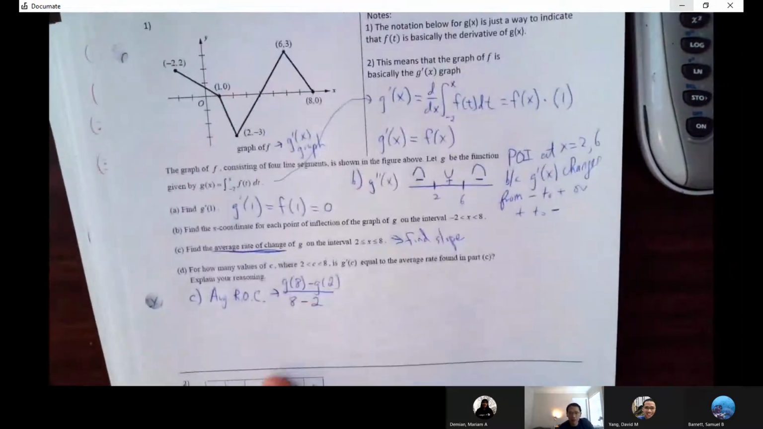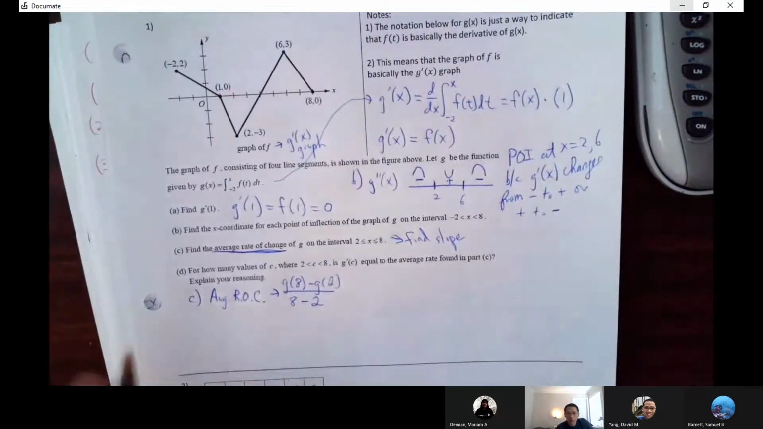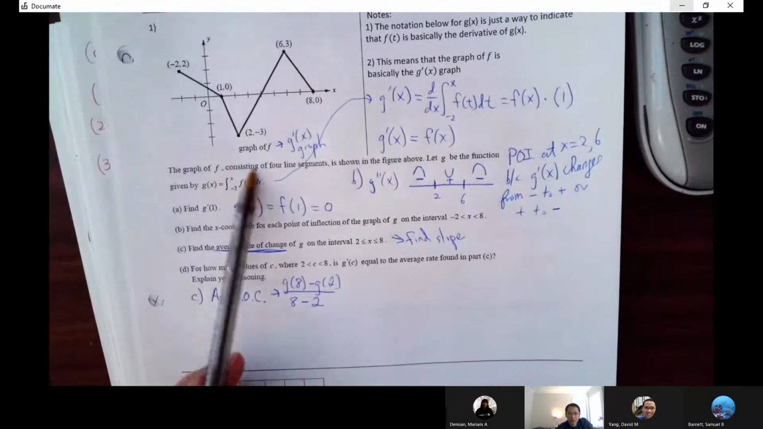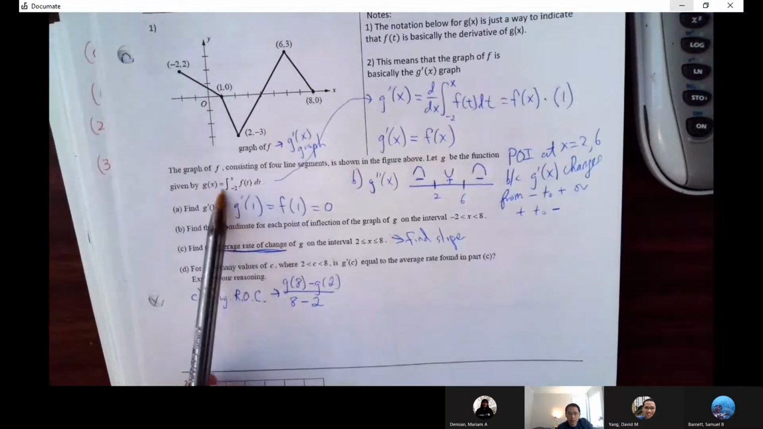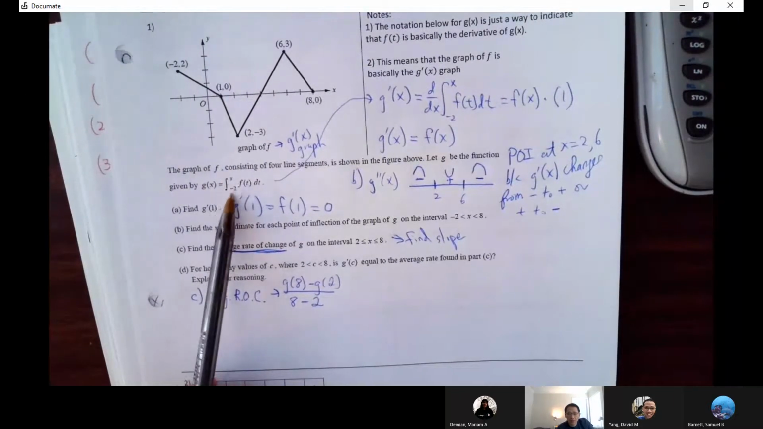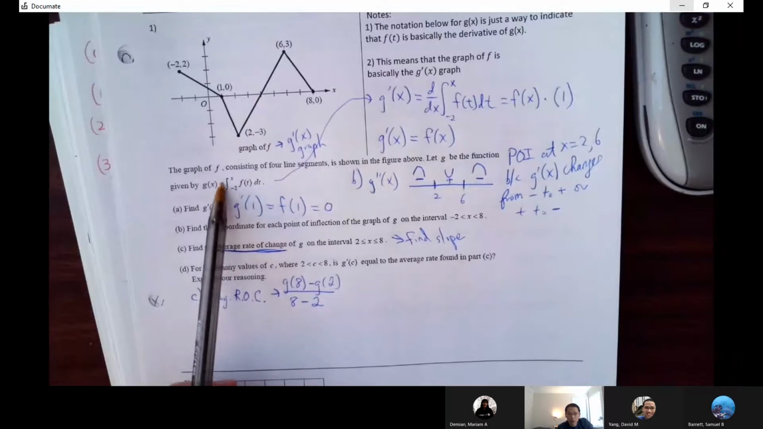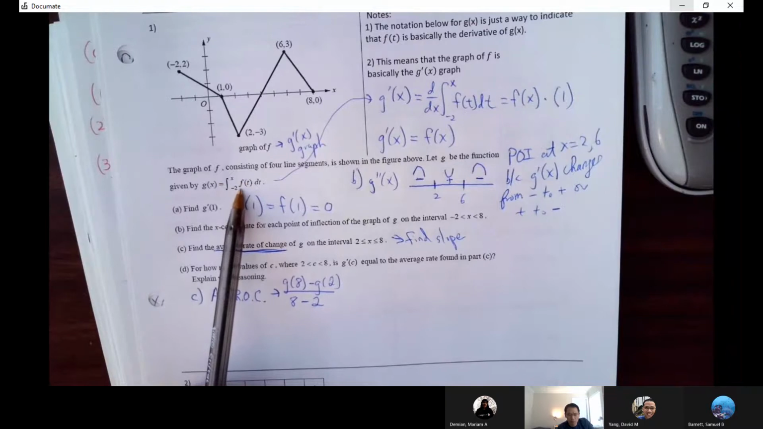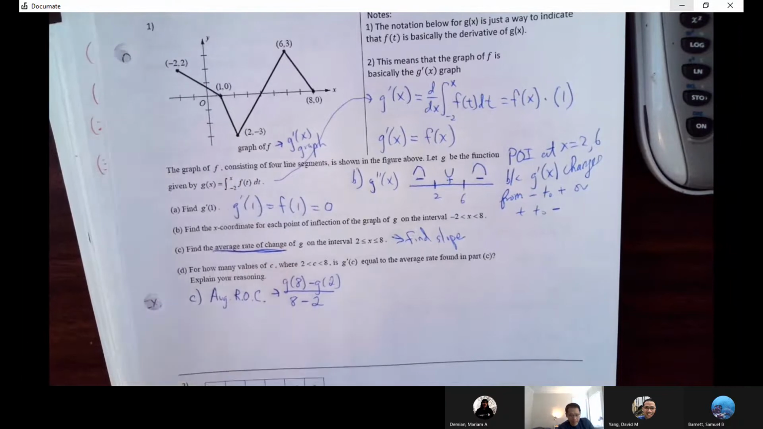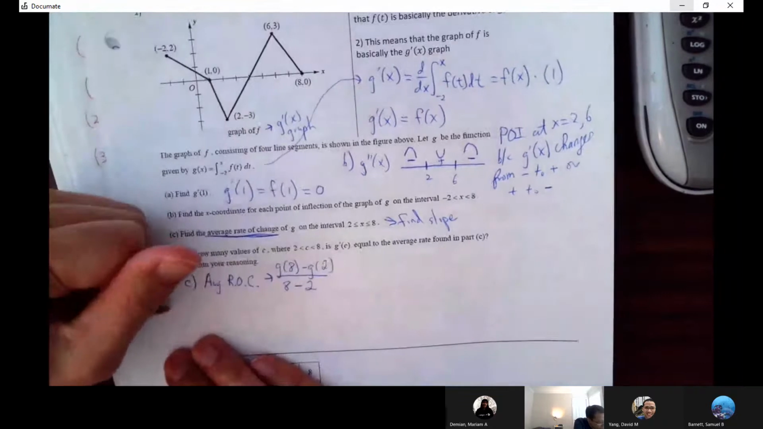Now, how do we find g of 8 and g of 2? We have a formula for g of x, and this is our formula, with a lower bound of -2 and an upper bound of x. So basically, we need to accumulate area in order to find the definite integral. So let's gather that information. Let's find g of 2 first.